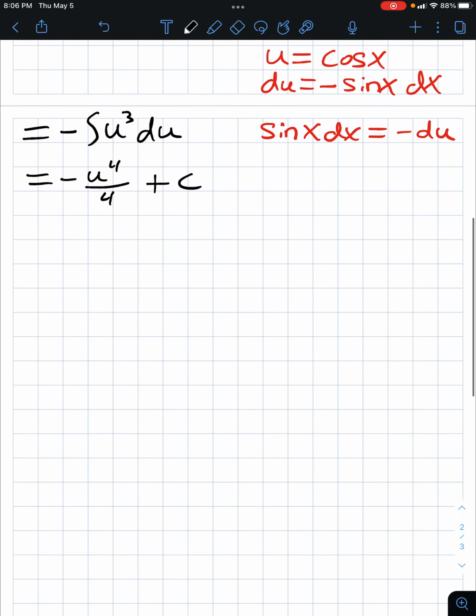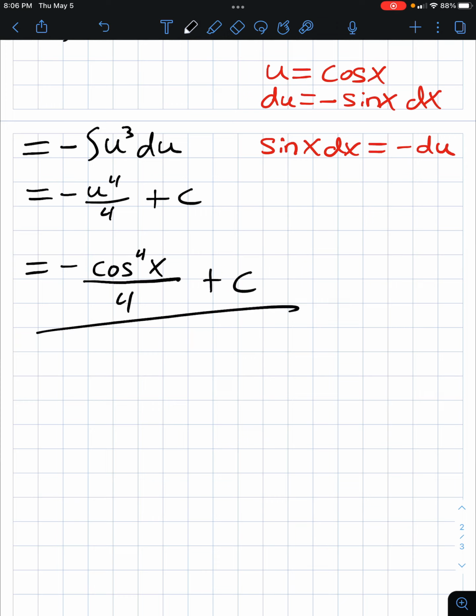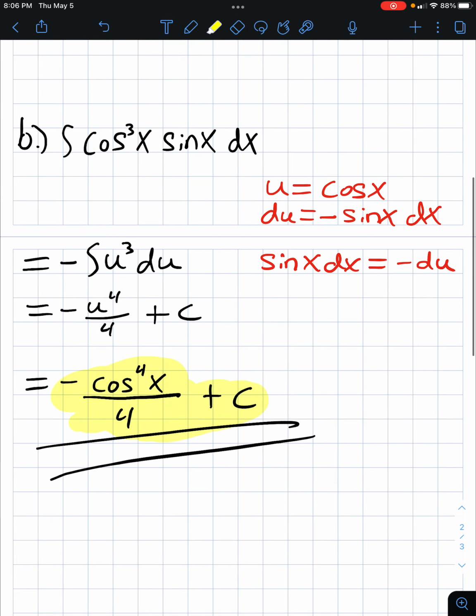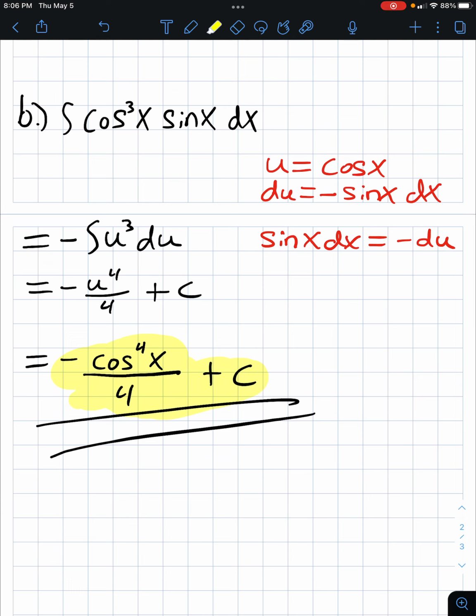Now all we have to do is plug u back into our answer, and we're left with negative cosine to the fourth of x divided by 4 plus c. This is our solution for part B. As you see, our answer for the indefinite integral of cosine cubed of x times sine of x dx is equal to negative cosine to the fourth of x divided by 4 plus c.